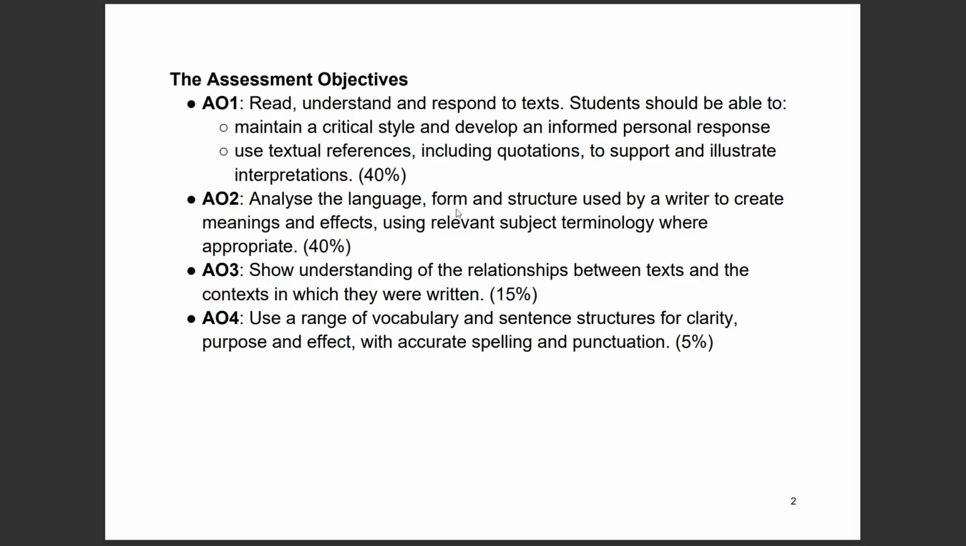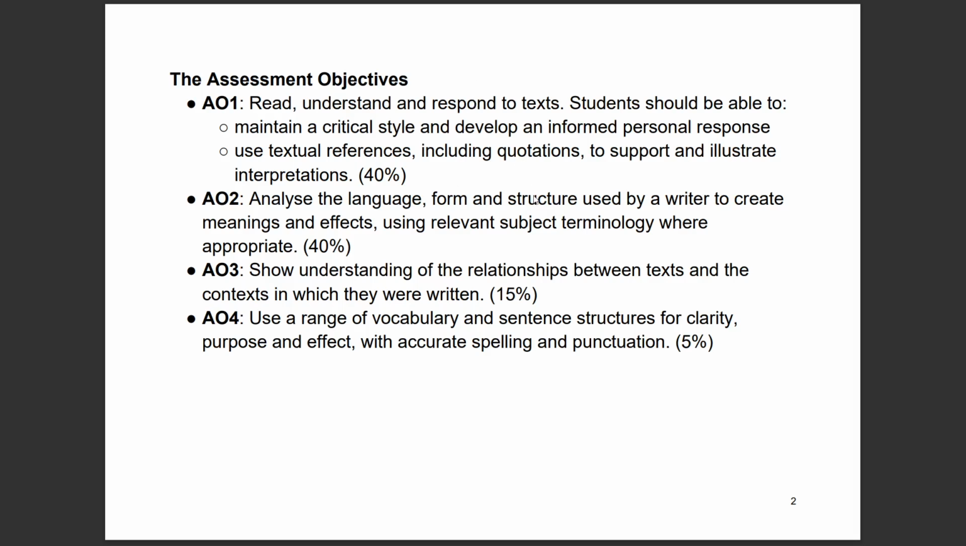Language means words and phrases. In simple terms, it means words and phrases. You're going to pick out words and phrases, so linking back to this idea of quotations here. Form means type or genre. So, are we talking about a play, a novel, or a poem? Depending on what you're talking about, it will define how you respond.